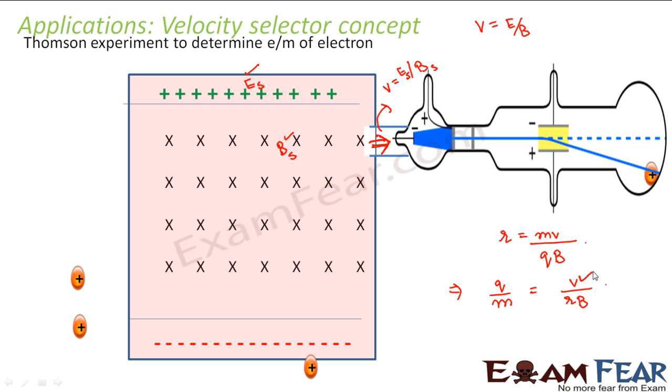So like this, he knew the value of v. This magnetic field is the magnetic field which we applied inside his apparatus. Inside his apparatus, he applied another magnetic field. So that value he knew. And the radius was nothing but this radius.